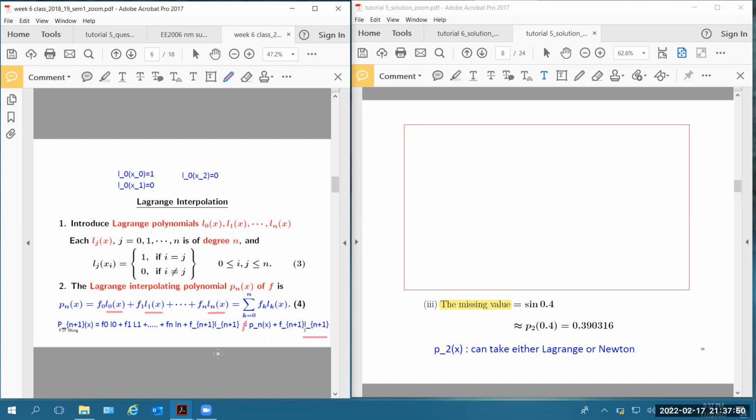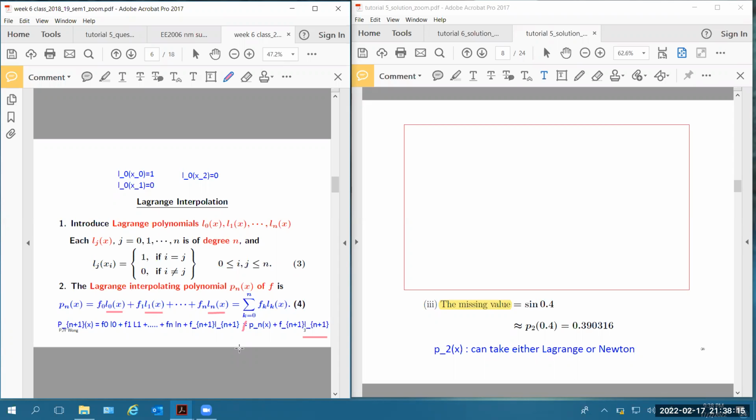So that's the reason why we say that if one more point is added, then Newton's divided difference is more efficient to handle the situation. Lagrange one is very troublesome. It's like you're getting a totally new problem. You've got to rewrite everything. I hope you understand what I'm saying here.